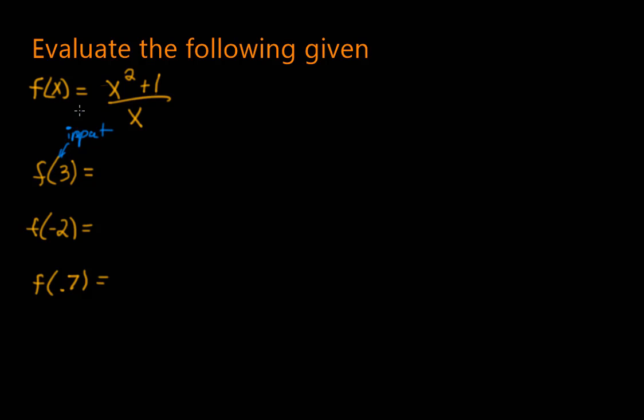Alright, so let's look at what the function f of x does to our input. Our function f of x takes that input, it's going to square it, then it's going to add 1 to that input. Then after it's done doing all of that, we're going to divide by our input. So if our input is 3, then the function f of x is going to take that 3 and square it, then add 1, and then after that, divide by our input, which is 3.